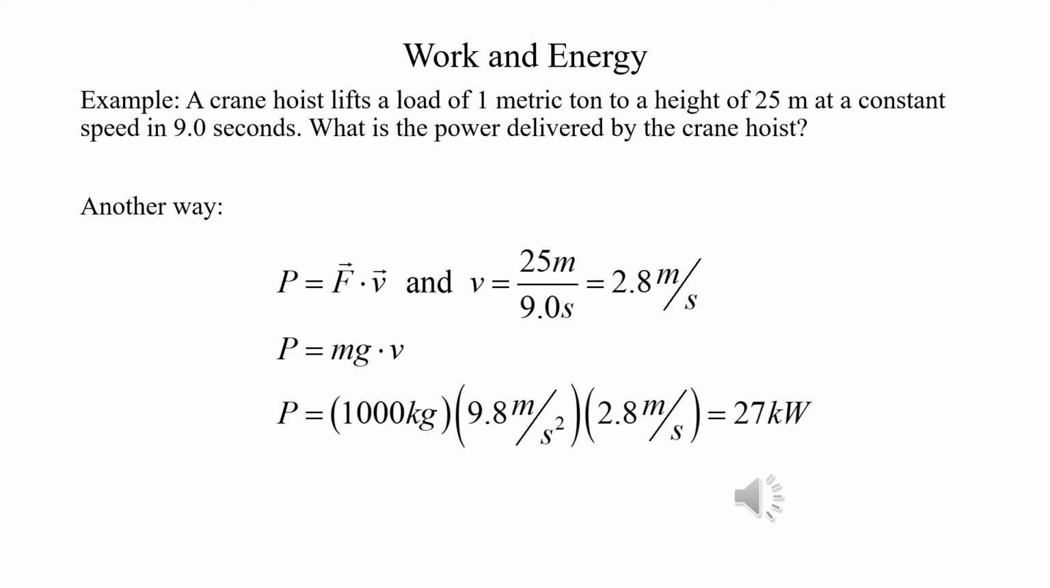All right, let's look at it in terms of F dot v. Well, the velocity is 25 meters divided by the 9 seconds, since we go at a constant speed, and that's 2.8 meters per second. Okay, so the force is mg dot v, and we get the 1,000 kilograms times g, 9.8, times the v, 2.8 meters per second, and again we get 27 kilowatts.